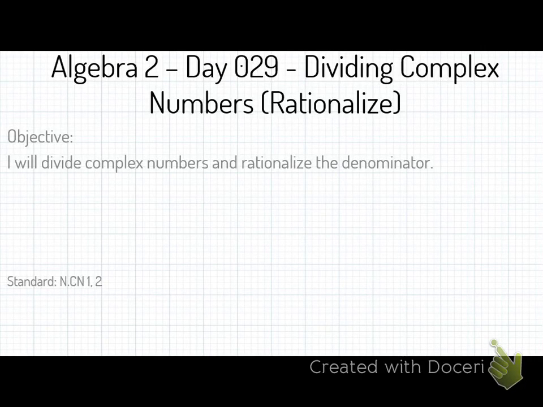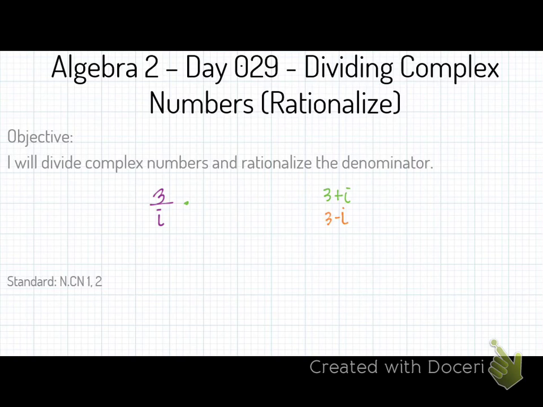Okay, this is day 29 for Algebra 2. So the goal for today is dividing complex numbers. That's the topic. Objective, let's read this out loud. Ready and begin. I will divide complex numbers and rationalize the denominator. Okay, good.